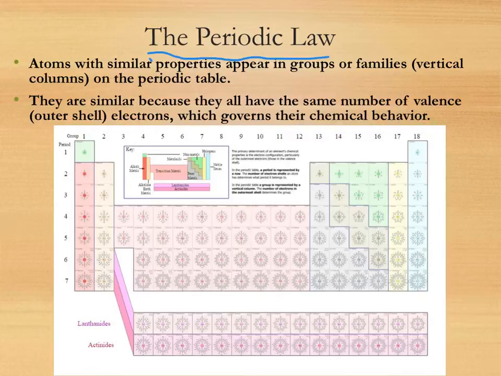And now we know that the properties that repeat occur with elements that are in the same family or the same group. So elements all in group 1, for example, have similar properties, whereas elements in group 2 have similar properties, etc. And the reason those properties are similar is because elements in the same group have the same number of valence electrons, that is, electrons on the highest energy level. And it's these valence electrons that do the chemical reacting, so they determine a lot of the chemical properties of the elements.